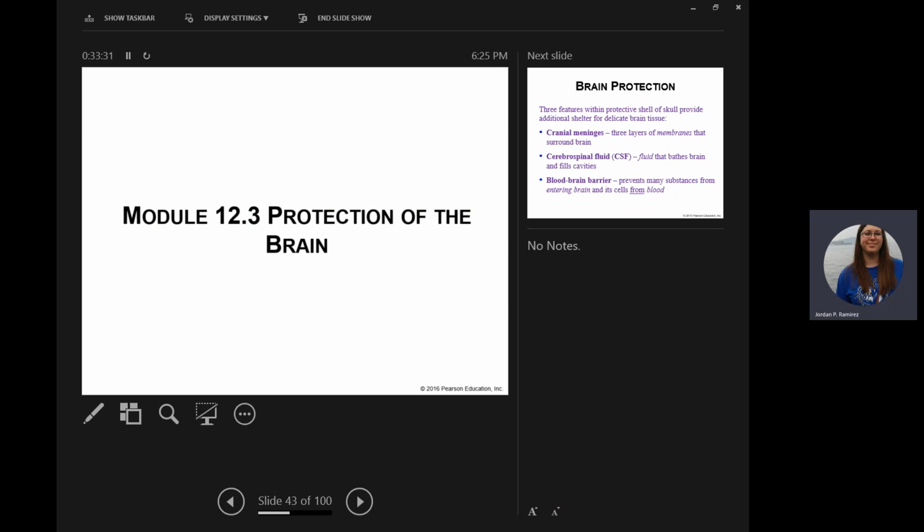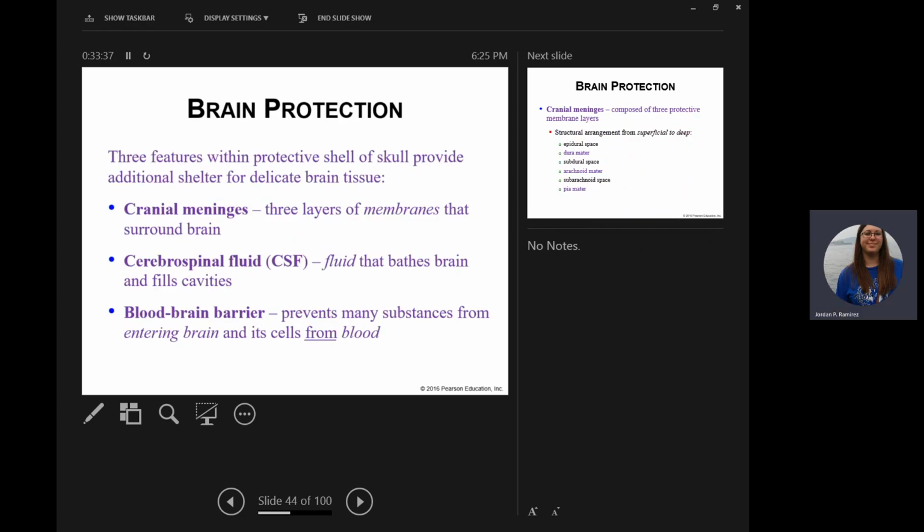All right, that was the brain. Let's talk about protection of the brain. And then we're going to go on to the spinal cord. So there's 3 features within the protective shell of the skull that provide shelter for the delicate brain tissue. As we see this one, we are going to see this in lab. The brain is actually not quite as durable as we think it is. It almost has the consistency of Jello, or that's probably a little too firm for it. Well, you'll see. All right, so how do we protect this brain?